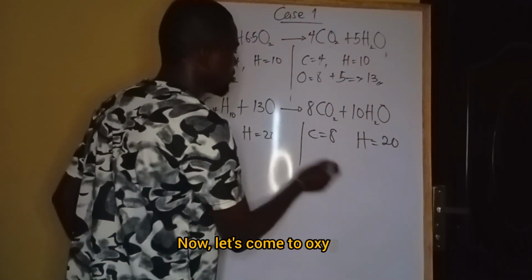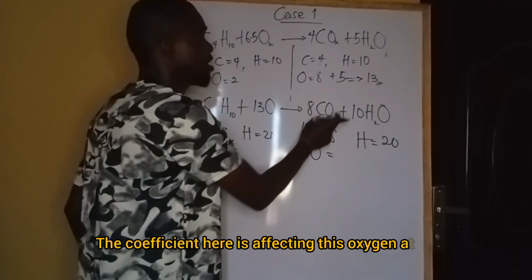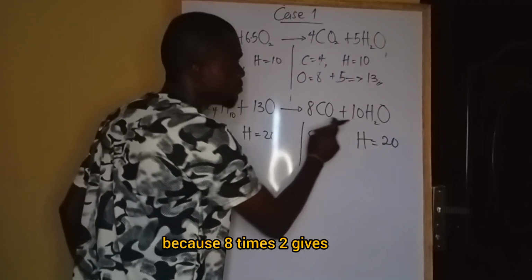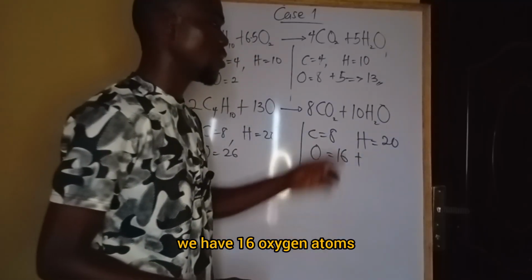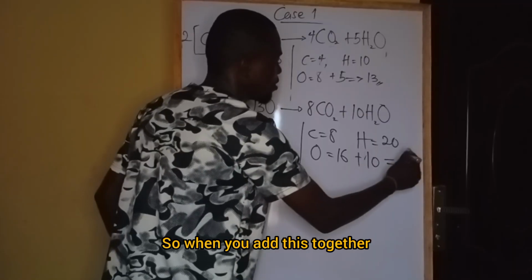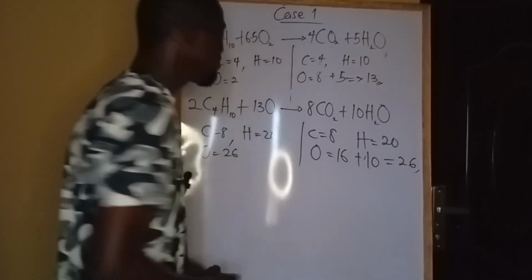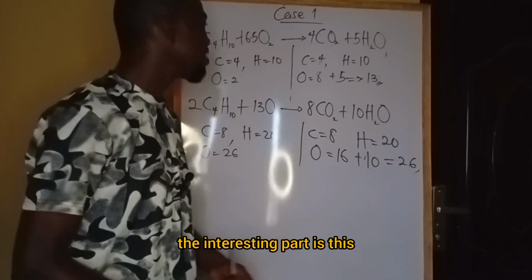Now, let's come to oxygen. In carbon dioxide, how many oxygen atoms do you have here? The coefficient here is affecting this oxygen atom because 8 times 2 gives us 16. In carbon dioxide, we have 16 oxygen atoms, while in water, 10 times 1, we have 10. So when you add this together, it gives you 26. Is it balanced or not? It is balanced.